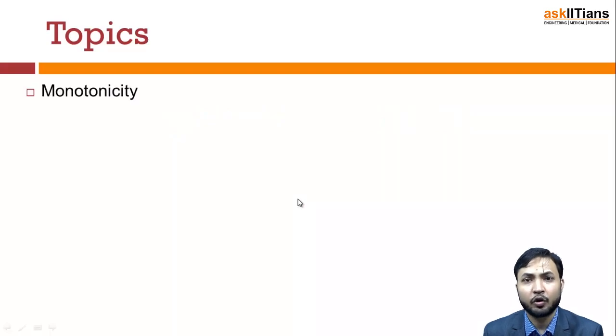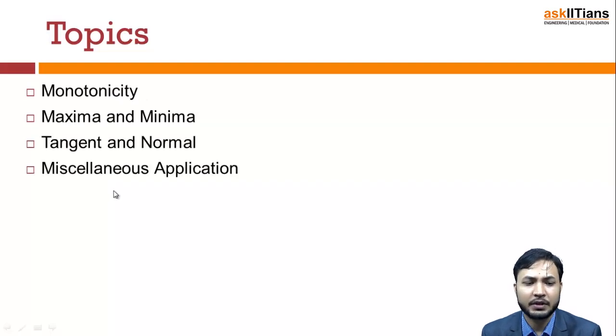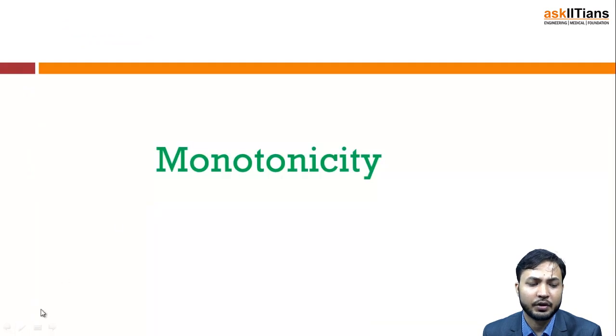First of all, monotonicity. Next is maxima and minima, then tangents and normals, and there is a part which I would like to call miscellaneous applications, which contain different aspects like its application in physics, maybe chemistry, or also in economics. Next, we'll be looking at the direct problems which have previously come in IIT-JEE questions. Alright, now starting first with monotonicity.